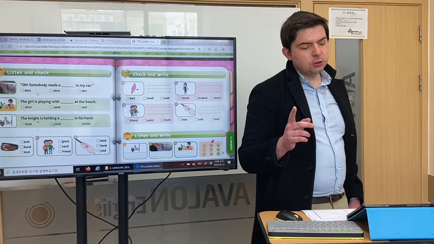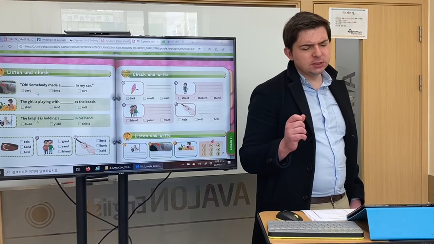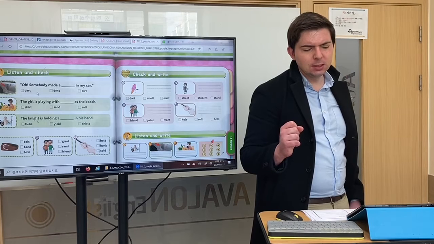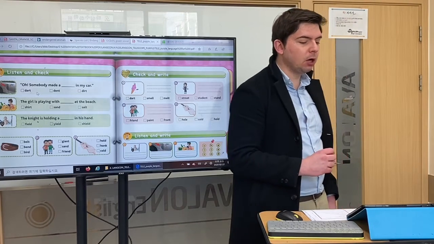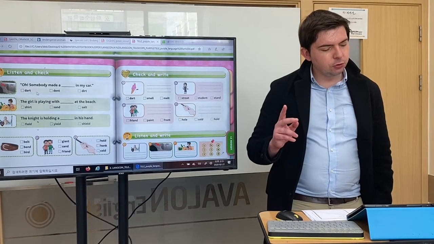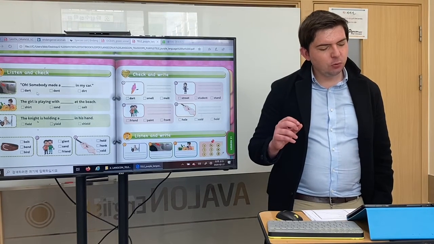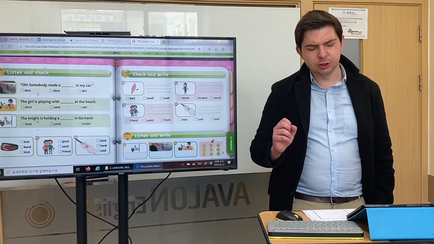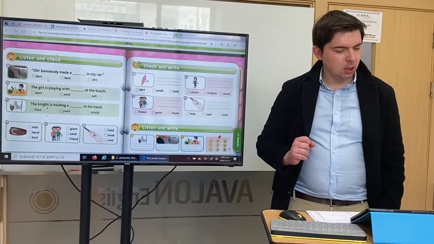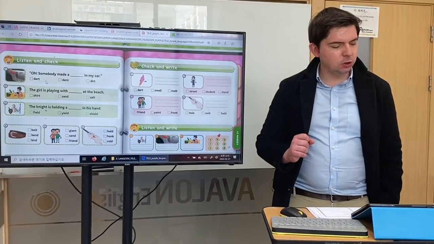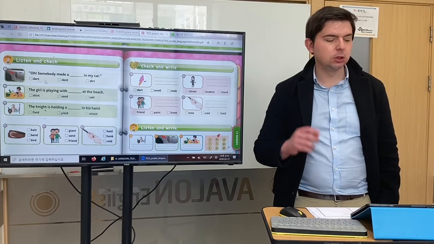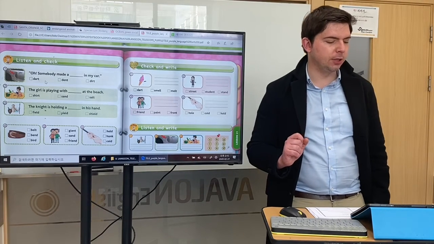The first question. Oh, somebody made a what? Dent in my car. That is absolutely correct. Number 2. The girl is playing with what at the beach? Sand. Perfect. And 3. The knight is holding a what in his hand? Shield. Very good.